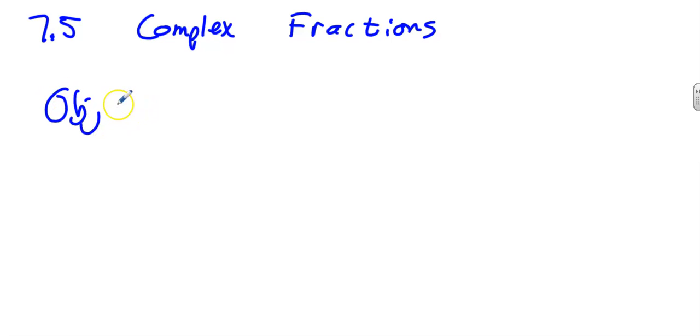All right, complex fractions. Basically, all a complex fraction is, is a fraction inside a fraction. It's a double-decker fraction, to borrow from the Lego movie there. Let's just show you one here to start off with. You'll have something like this.